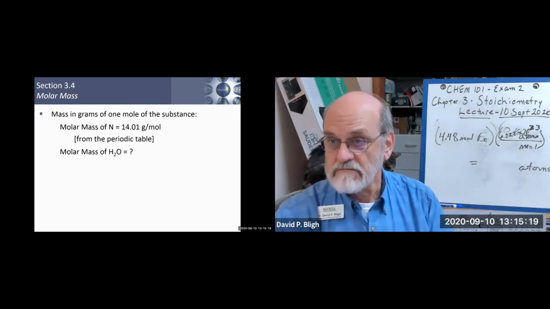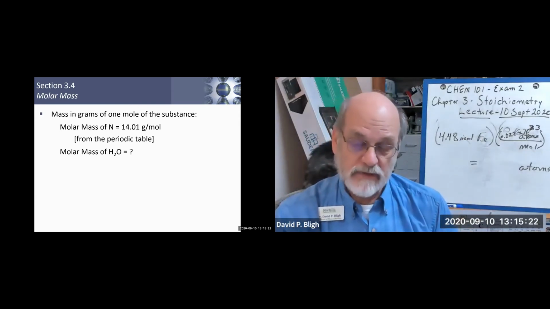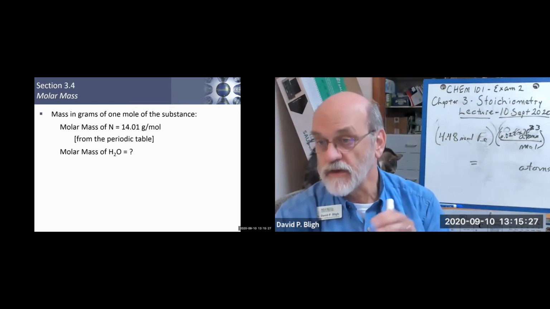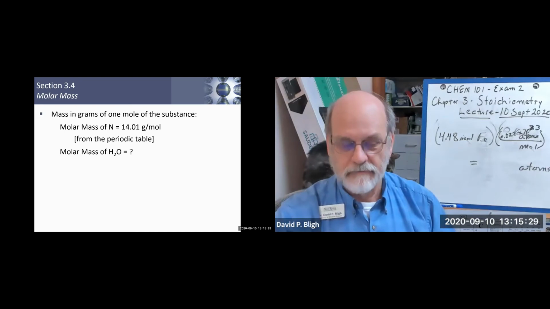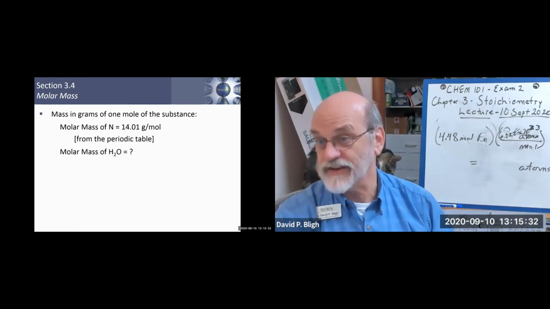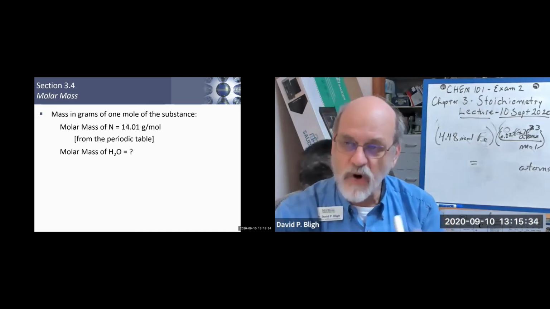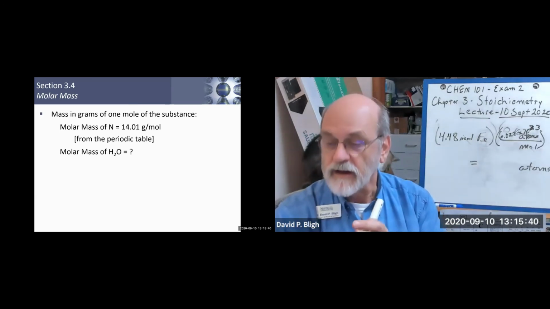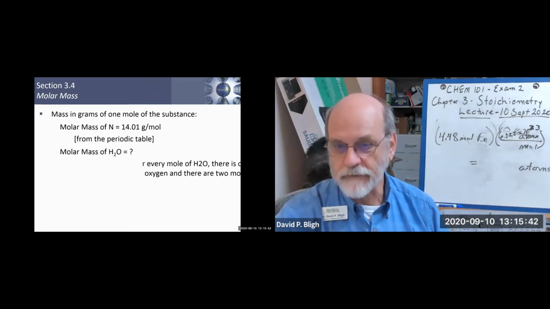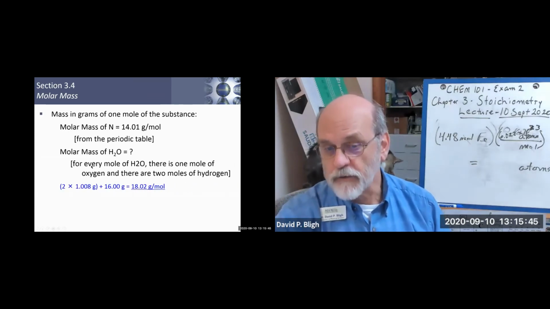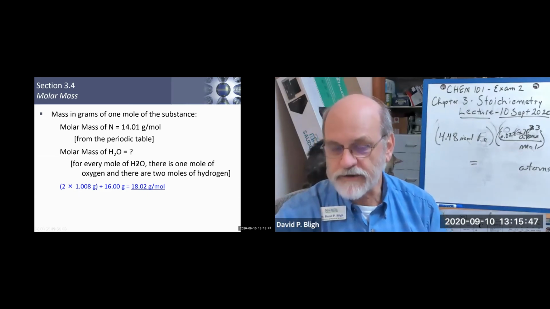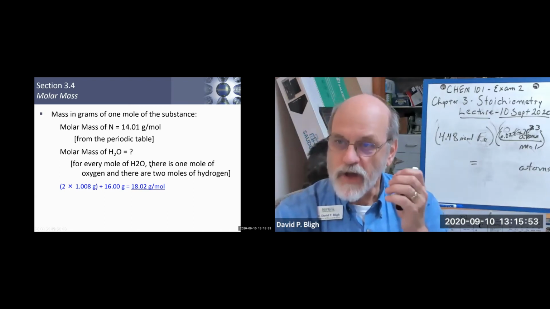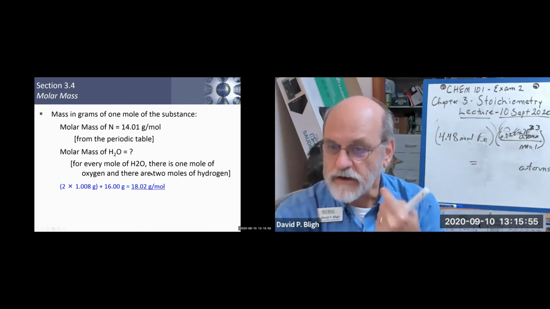The question is, what if you don't have an element? What if you have a compound? Is it possible to determine the molar mass of a compound? And that's a rhetorical question, because the answer is yes. All you have to do is add the molar masses of each of the atoms in the formula of the compound, right? So in this case, for water, for every 1 mole, and I forgot to subscript that one, for every 1 mole of water, you have 1 mole of oxygen and 2 moles of hydrogen.